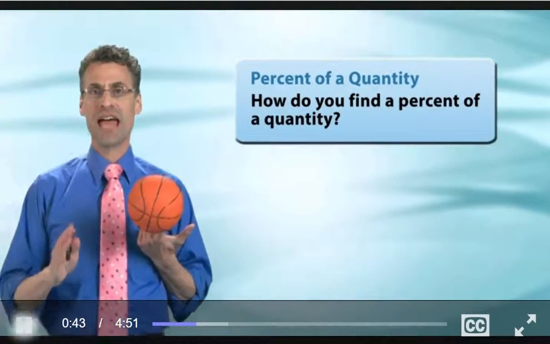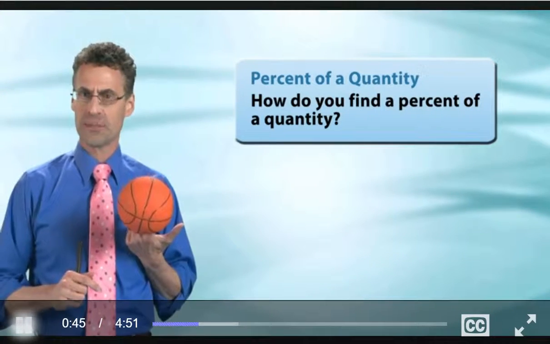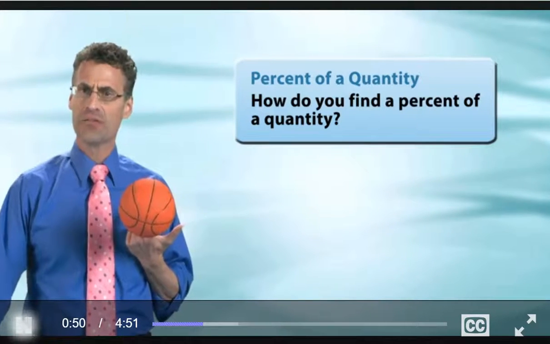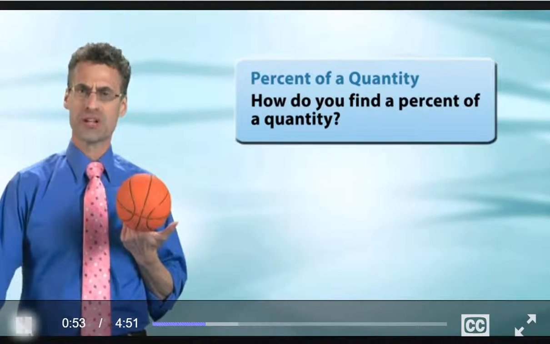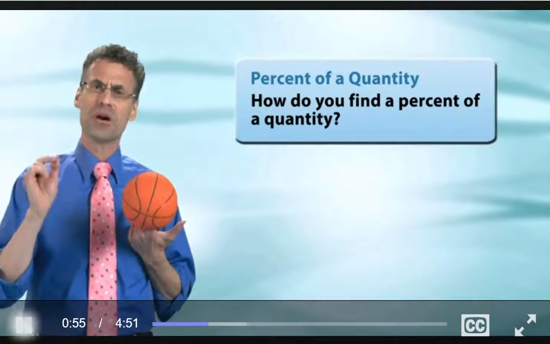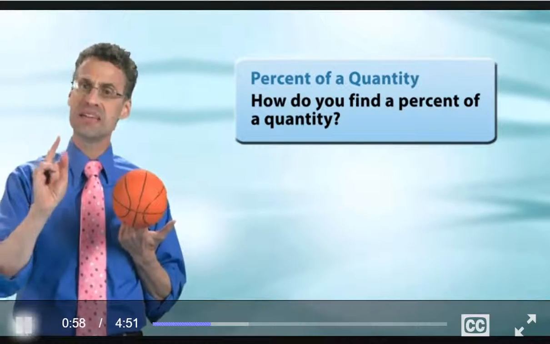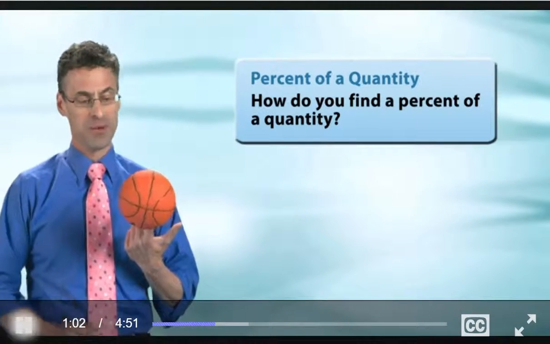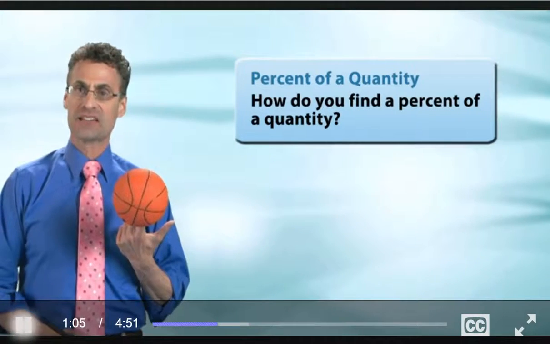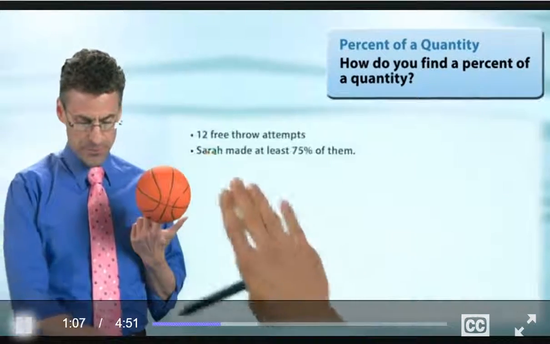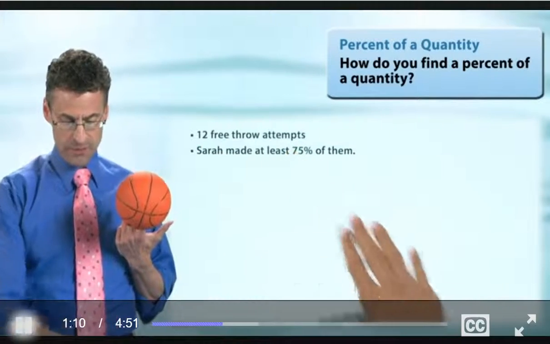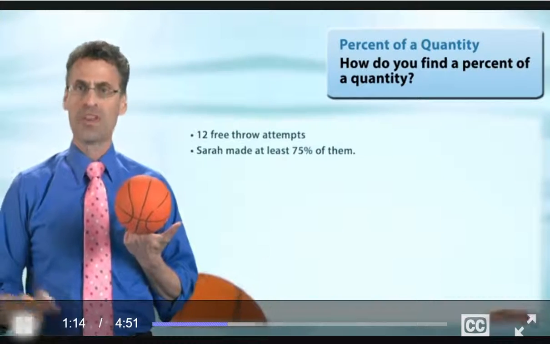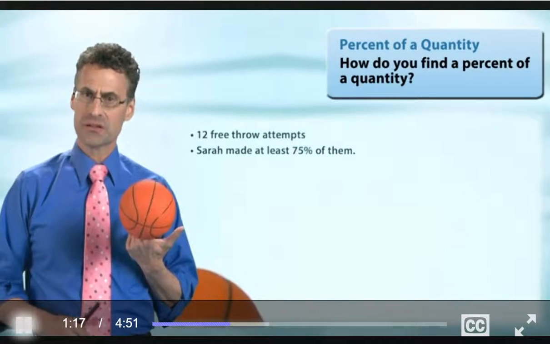Okay, so Sarah had 12 free throw attempts during a game and made at least 75% of those free throws. Here's the question. What is the greatest number of free throws Sarah could have missed during the game? Ooh, almost lost it, but I'm on it. Okay, so let's take a look at the facts and see if we can figure it out. So the facts we know, so first of all, 12 free throw attempts, and she made at least 75% of them. Well, then how many could she have missed?